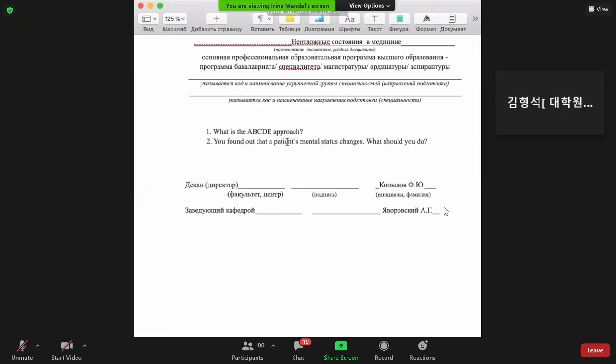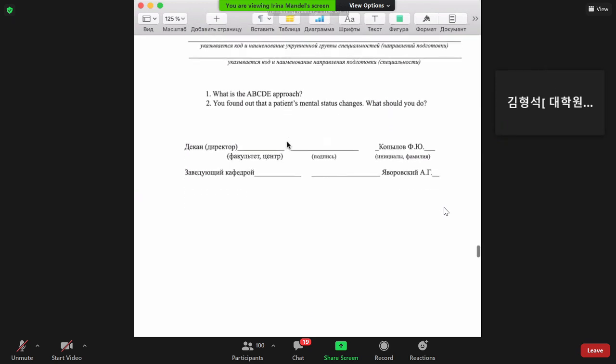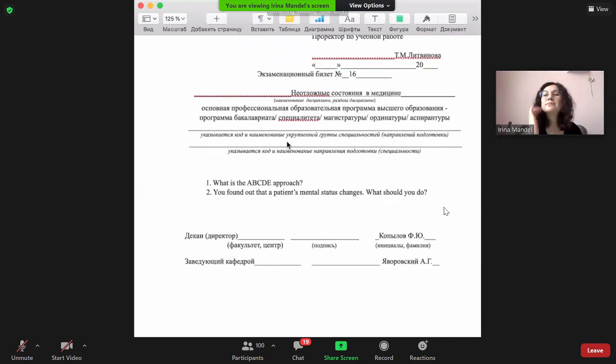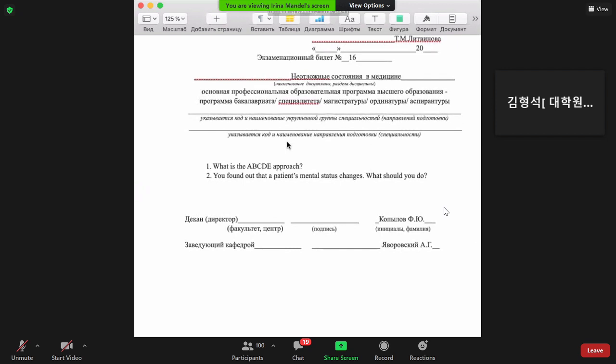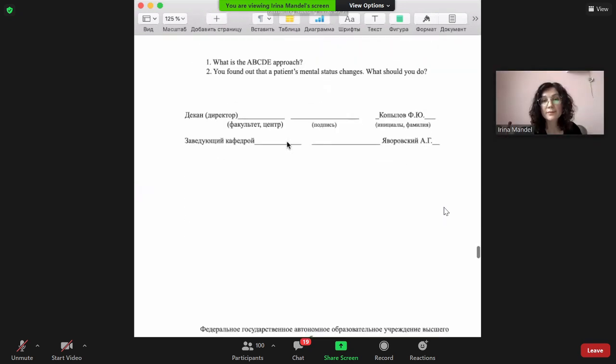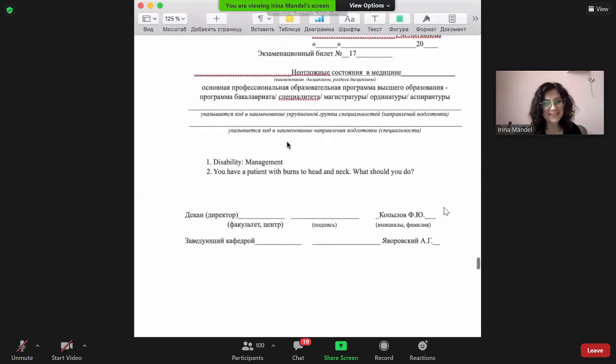Can it include the seizure? What? One more. Seizures. The mental status changes can include the seizures as well, or not? Yeah, it can be. But if you have time to discuss it on the exam.